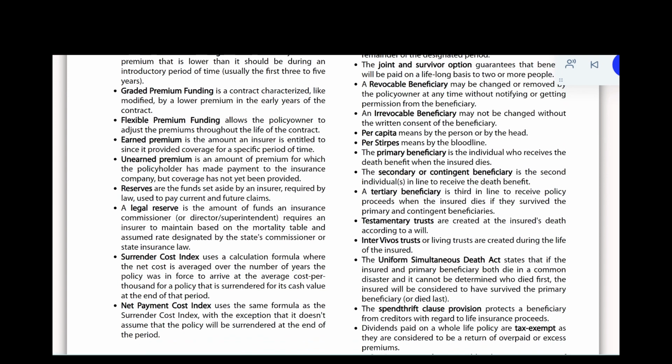Per capita means by the person or by the head. Per stirpes means by the bloodline. The primary beneficiary is the individual who receives the death benefit when the insured dies. The secondary or contingent beneficiary is the second individual in line to receive the death benefit. A tertiary beneficiary is third in line to receive policy proceeds when the insured dies if they survive the primary and contingent beneficiaries. Testamentary trusts are created at the insured's death according to a will. Inter vivos trusts or living trusts are created during the life of the insured.